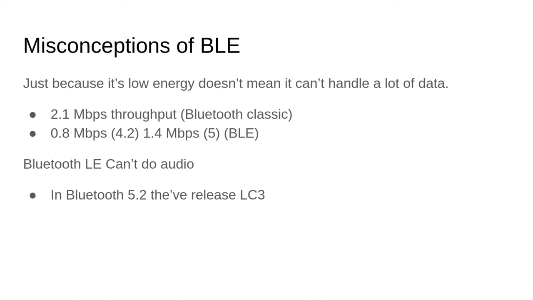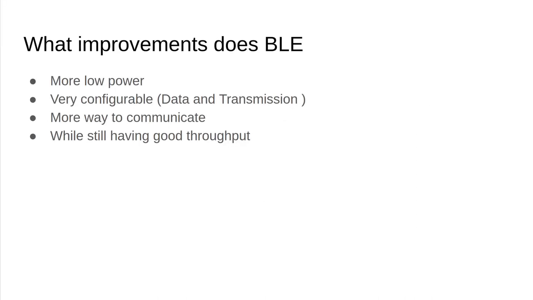But with both of these things, you have to be worried about what your user group is, because these are the latest features. So only recently are phones coming out with, say, this 5.2 standard. So if you want to reach the widest group, you might have to limit your throughput to lower speeds, say the 4.2 standard. So those are some considerations. So back to one of the original questions, why choose BLE over standard Bluetooth Classic? It really comes down to it's more power efficient. You have a very configurable data type and how the data is transmitted. You have more ways to communicate, and you still have fairly good throughput.